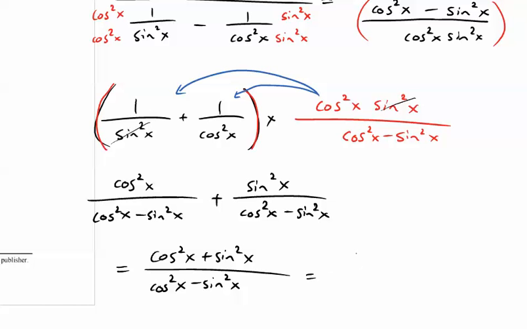This is the same as 1 over cosine 2x, also known as secant 2x. Happy studying.